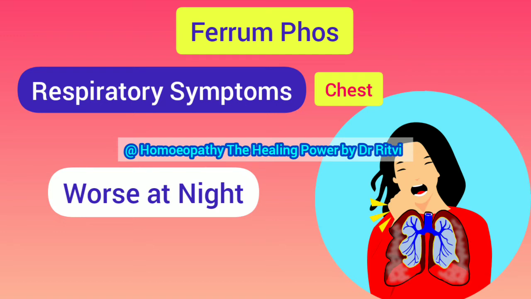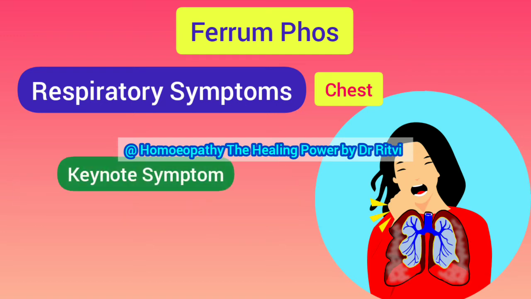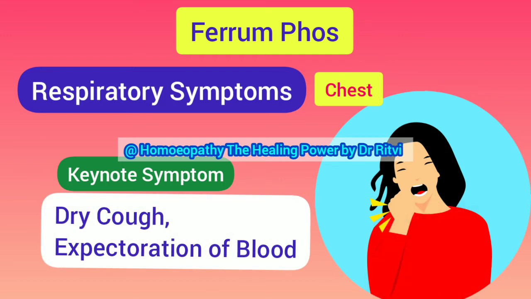Friends, here there is a keynote symptom which we must always remember while prescribing Ferrum Phos to the patient, and that is the cough is dry, but there is expectoration of blood whenever patient suffers from pneumonia.